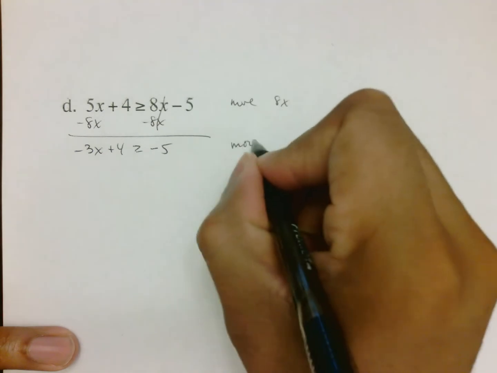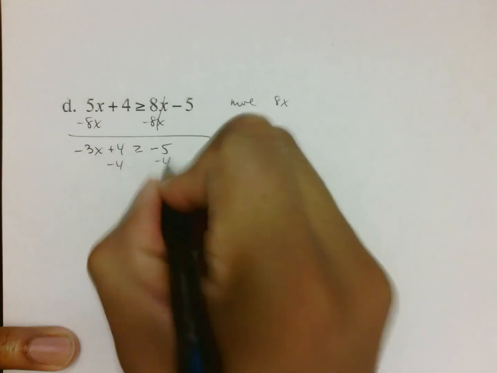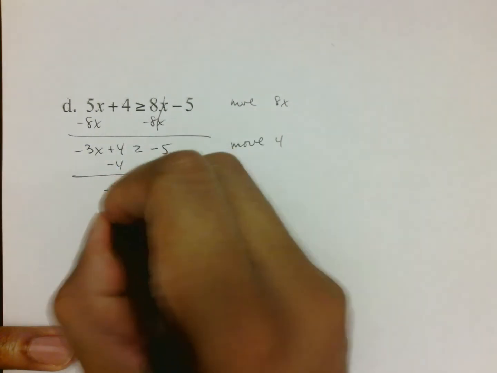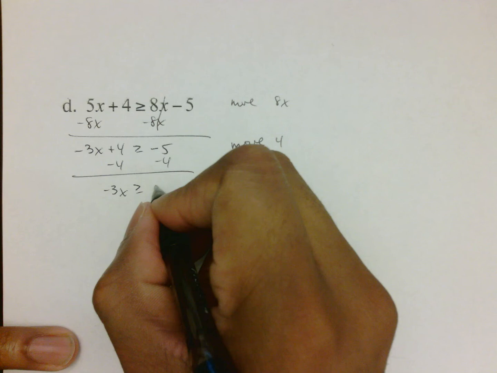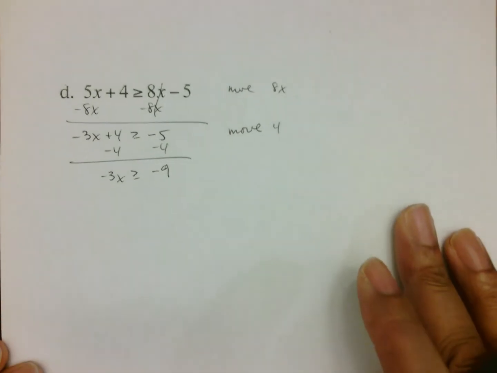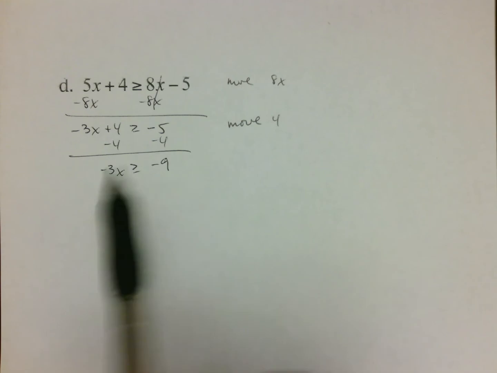Still, we are going to move the 4. Nothing major. Again, we learned this before. We learned this in chapter 2. That goes away, giving us negative 3x greater than or equal to negative 9. Now this again is where, for my students who took the test on Friday, if you look at your notes, this is where a lot of you fell short.